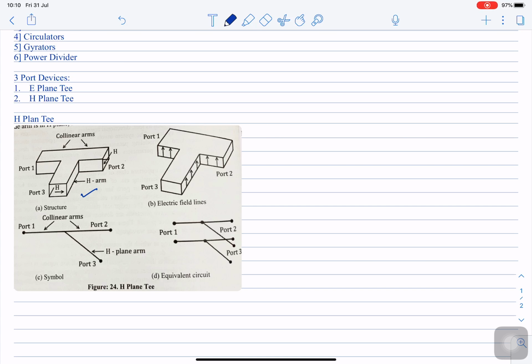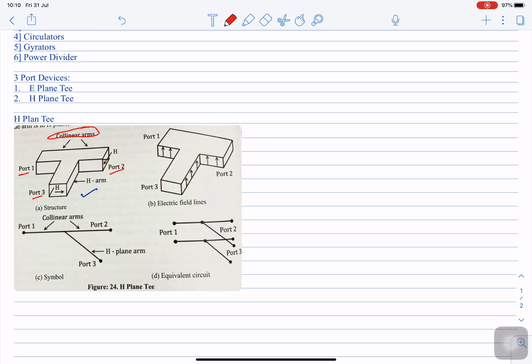Right, so the two arms we call collinear arms, and the collinear arms are the arms which are located in front of each other. So these are the two collinear arms, and the arm which is located perpendicular to the collinear arms we call a side arm, and in the side arm we have a third port over here.